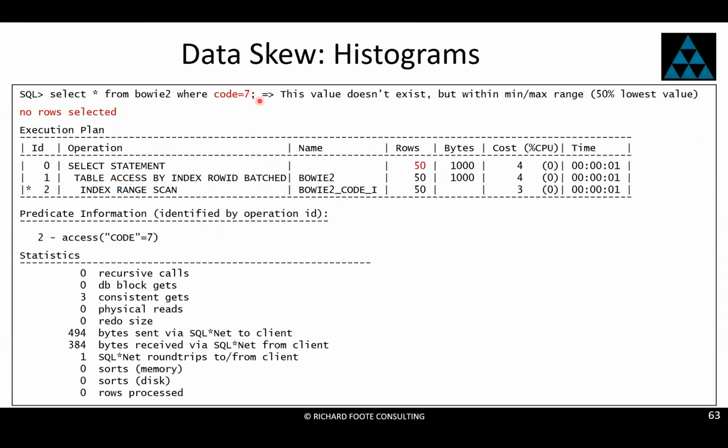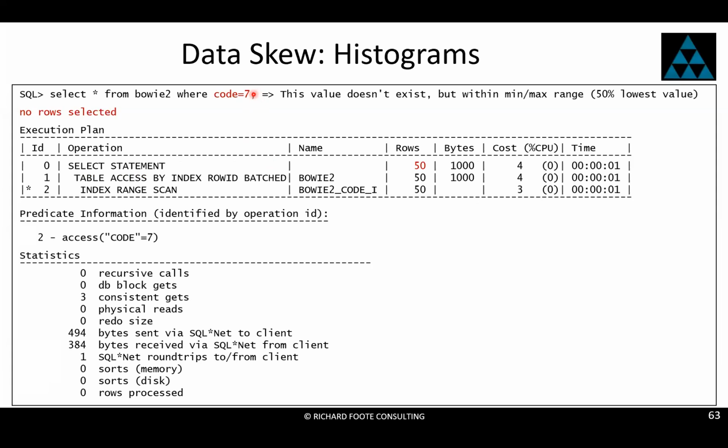Now, this is where it gets a little bit interesting. If I have a hole in my data, that's also a form of data skew. So what Oracle does is this. The code number 7 doesn't actually exist, but it is within my min max range. So what Oracle says is I'm going to look at my histogram.